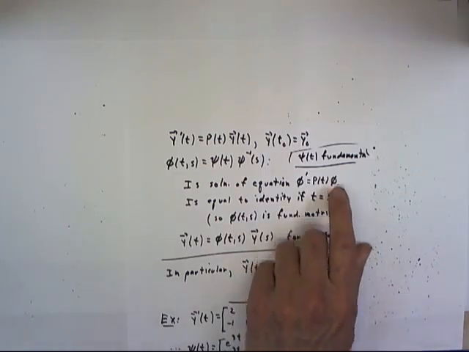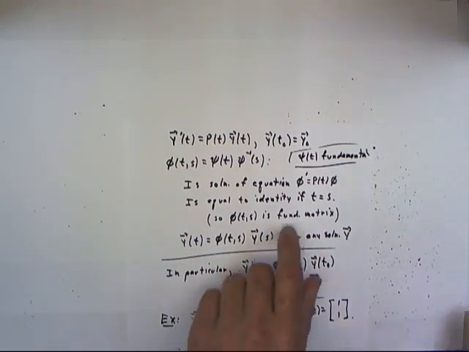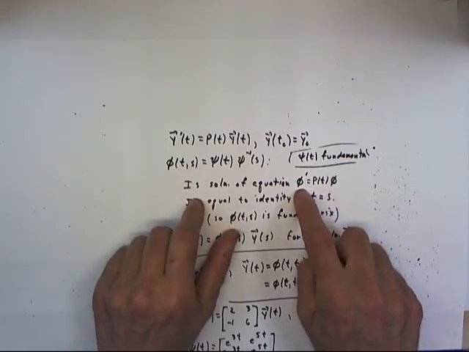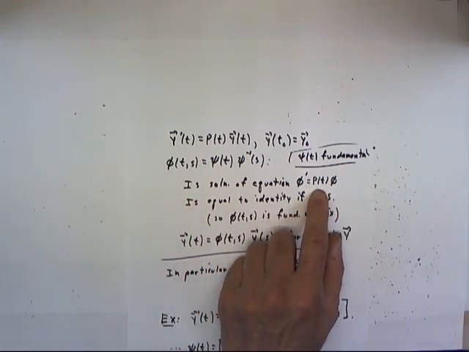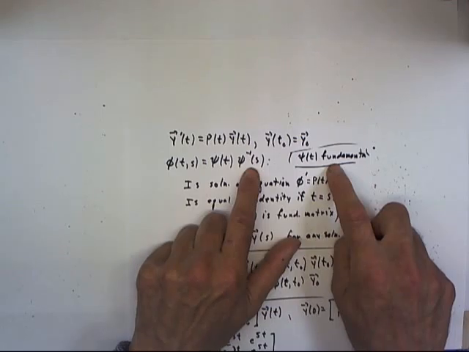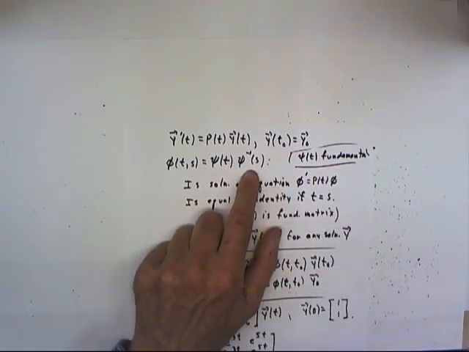If psi of t is a fundamental matrix, then this matrix is a solution of the equation. In other words, phi prime equals p of t times phi. Now, how do we know that? We know that because psi of t being fundamental is invertible. Psi inverse of s is therefore the inverse of psi of s.